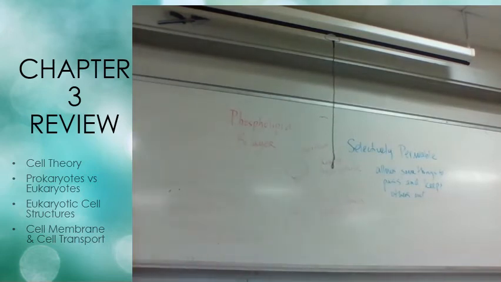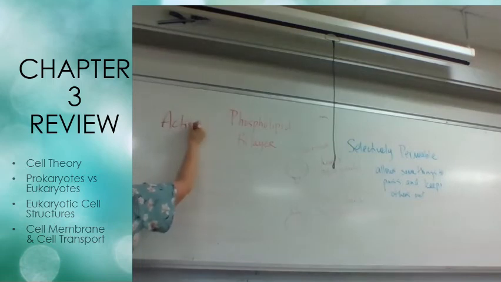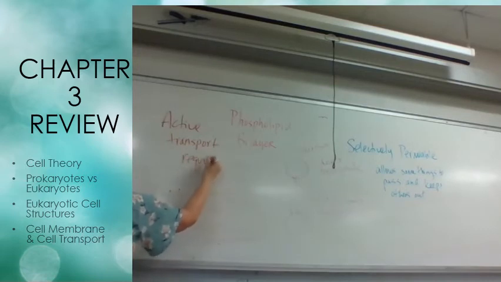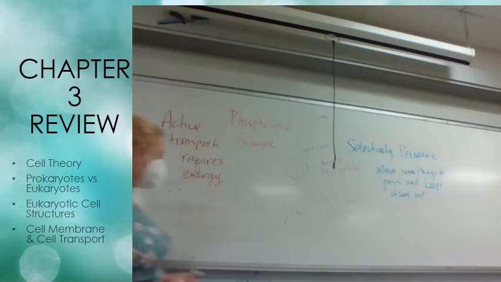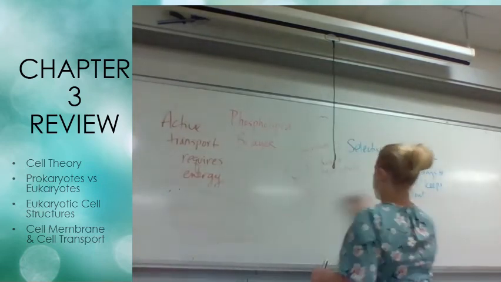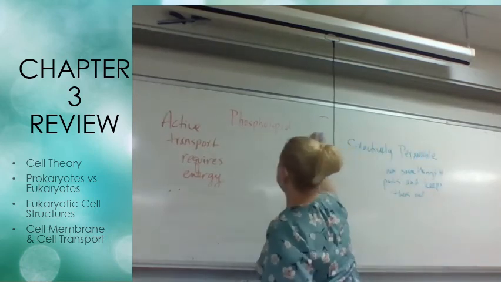Okay? Now, when we talked about how things can actually pass through the cell membrane, we said there were 2 categories, active transport and passive transport. Which type requires the use of energy from the cell? Passive or active? Active. So active requires energy, right? Like when you're being active, you're using energy. Okay, so we have active transport. And then we also had passive transport, which does not require energy.